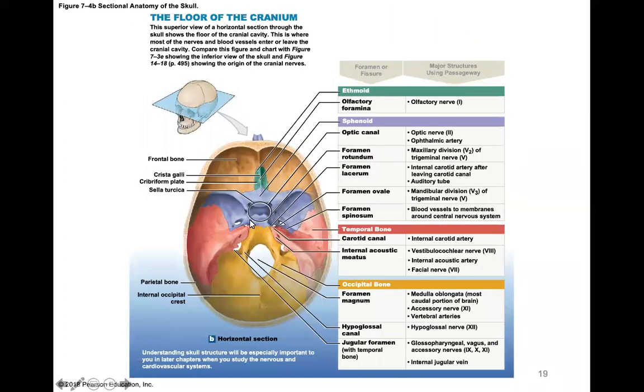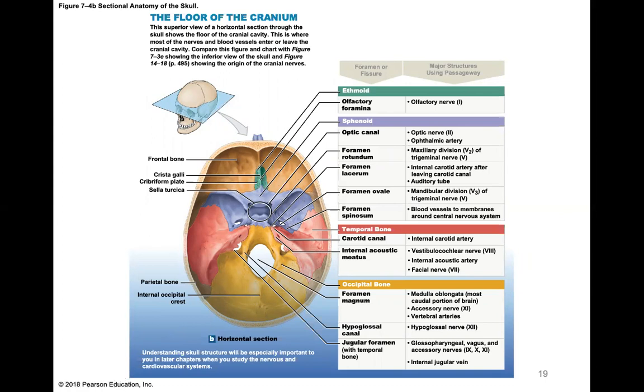Now, this is actually looking at the floor of the cranium. So what we did was we cut off the top half here, okay? And now you're looking down at the base. And what you see is the frontal bone right here. In green is the ethmoid right here. In purple is our sphenoid. So these colors are staying consistent throughout the figures here.